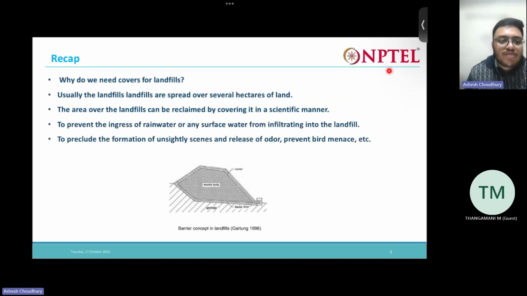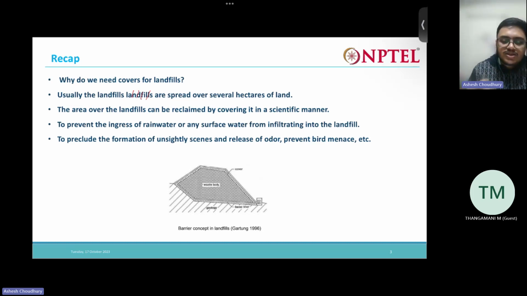Why do we need a cover for landfills? Usually the landfills are spread over several hectares of land. The area over the landfills can be reclaimed by covering it in a scientific manner to prevent the ingress of rainwater or any surface water. So this cover also prevents the ingress, that is the entry, of water or any other surface water into the waste body. Okay. Also to preclude the formation of unsightly scenes and release of water, prevent bird baths, etc.